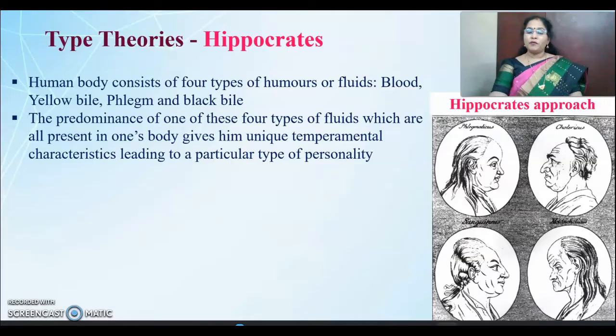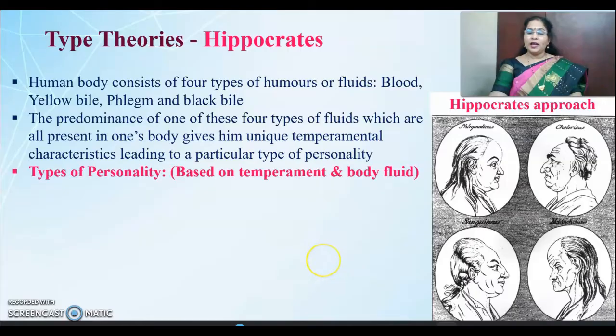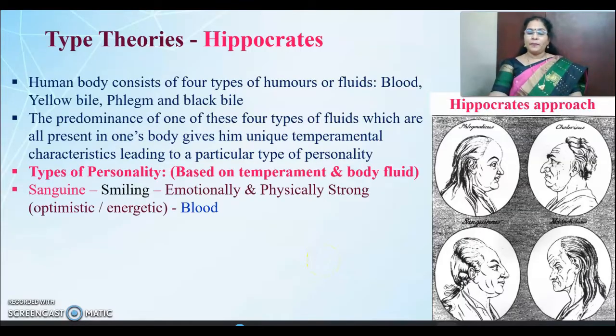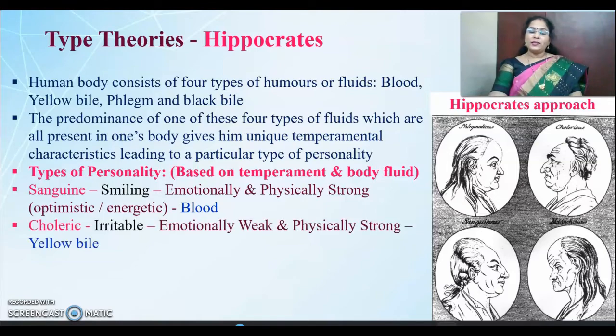The predominance of one of these four types of fluid, which are all present in one's body, gives a person unique temperamental characteristics leading to a particular type of personality. Based upon the dominance of each fluid in a person, the characteristics and the personality are different. Let's see what are the different personalities according to him. He said that there is a personality type called Sanguine. They are always smiling, emotionally as well as physically strong. They are optimistic and energetic people. They have a fresh flow of blood in them. Choleric is the second type. It is an irritable nature. They are emotionally weak but physically strong.